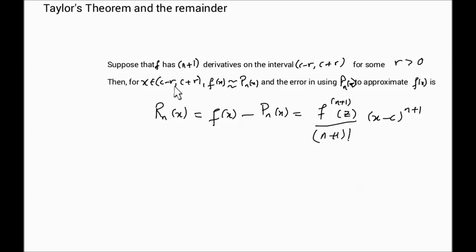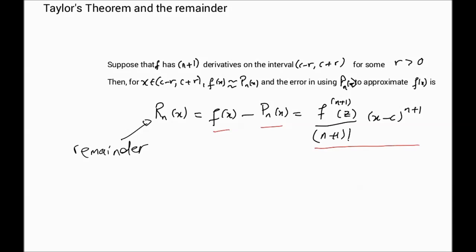Then for x belonging to this same interval c minus r to c plus r, where f has these n plus 1 derivatives, the function is approximated by this Taylor polynomial Pn of x. And the error in using Pn of x to approximate f(x) is Rn of x. This is the remainder here. We've seen this before when we were studying infinite series. So this is the remainder term, and clearly it would be the difference between f(x), what you're trying to approximate, and the approximation.